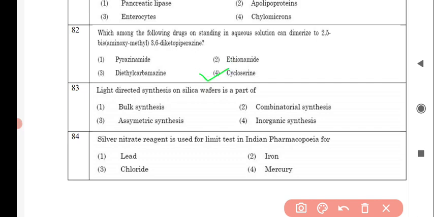cycloserine. Next question is light directed synthesis on silica buffers is a part of, and the correct answer is option number 2, combinatorial synthesis. Next question is silver nitrate reagent is used for limit test in Indian Pharmacopoeia 4, and the correct answer is option number 3, chloride.